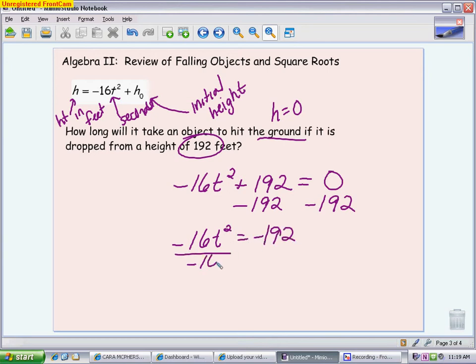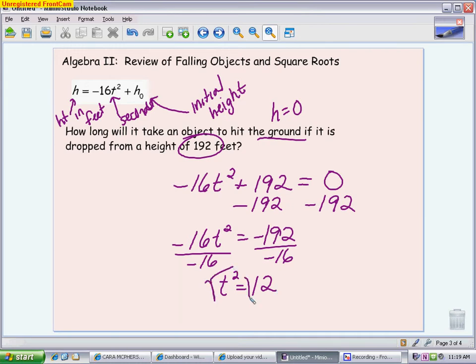Divide both sides by negative 16. Here's where, if you want to pull out your calculator, you can do it. Actually, we're going to be using our calculator in a second with the complex numbers, so it's a good idea to have it close. Take 192 divided by 16. You get 12. At this point, you're ready to take the square root of both sides.